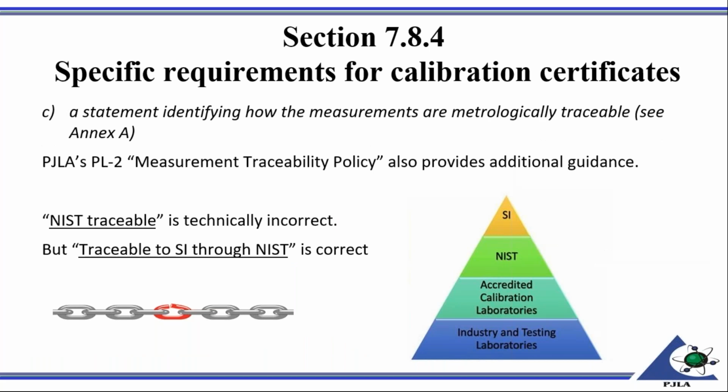Okay. Section C, a statement identifying how the measurements are metrologically traceable. See Annex A. Annex A goes into some more specifics about traceability. Also keep in mind PJLA's PL-2 governs our traceability policy. So that is the measurement traceability policy, and it provides some additional guidance. As a general rule, I'll go over some basics of it right now. That means it's going to be traceable to the SI, the International System of Units, right? It's SI instead of IS because it's French. So I believe that's the reason for that, and just to avoid confusion with "is".